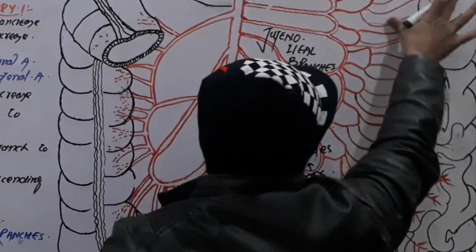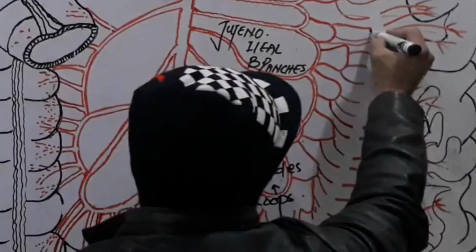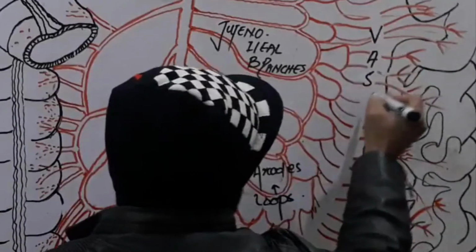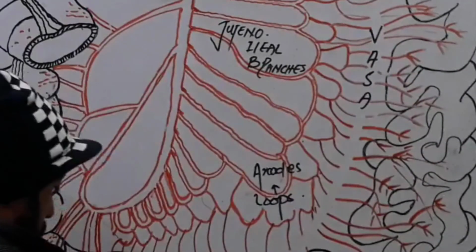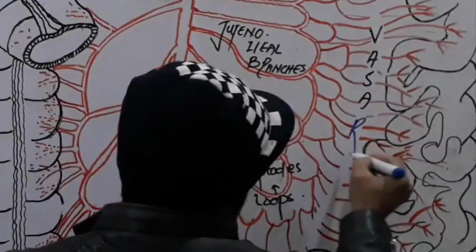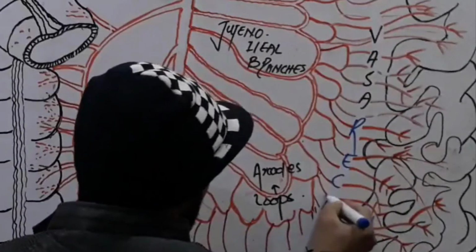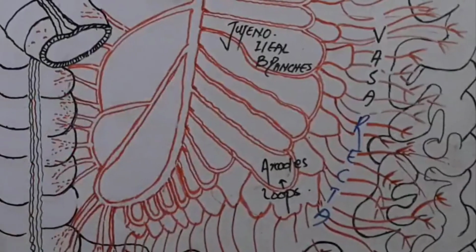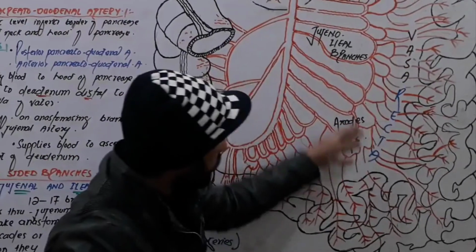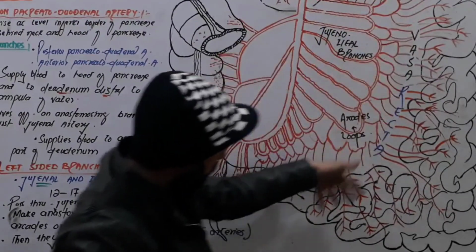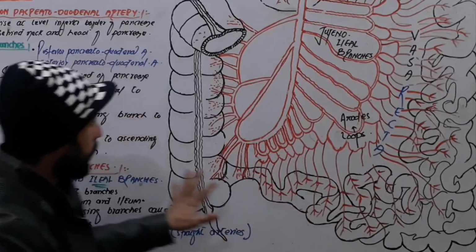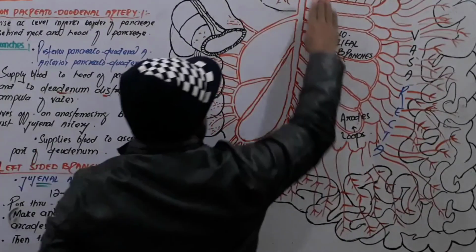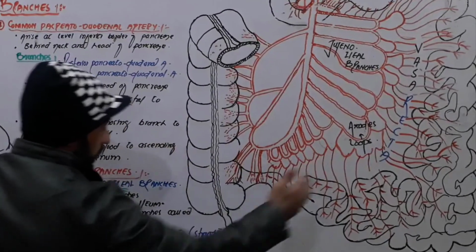So let me write here like this. These are called the vasa recta. Clear, friends? So all these branches are called the vasa recta branches. Clear, friends? Okay, so these branches are present on the left side of the superior mesenteric artery.